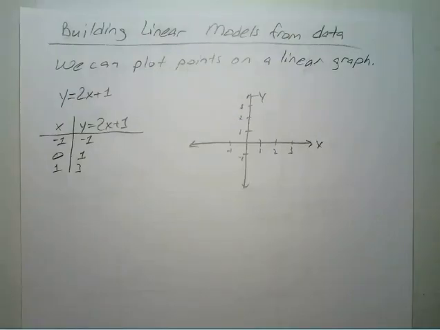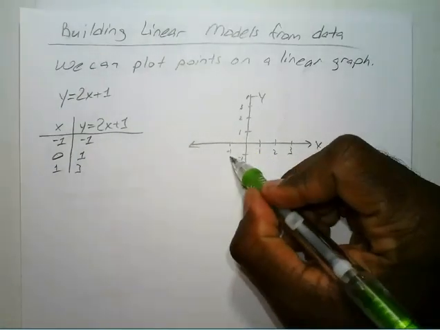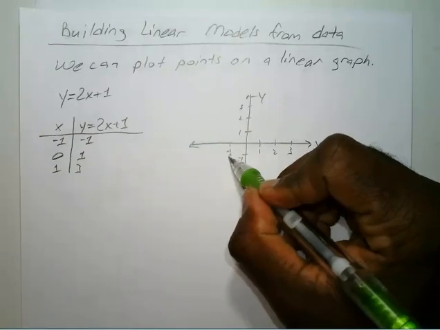Hello everyone. In this video we will look at building linear models from data. So far we probably know how to plot points on a graph. Let's say we have y equals 2x plus 1. If we plug in a -1, we get -1. So if we plot that point, -1, -1, it's about there.